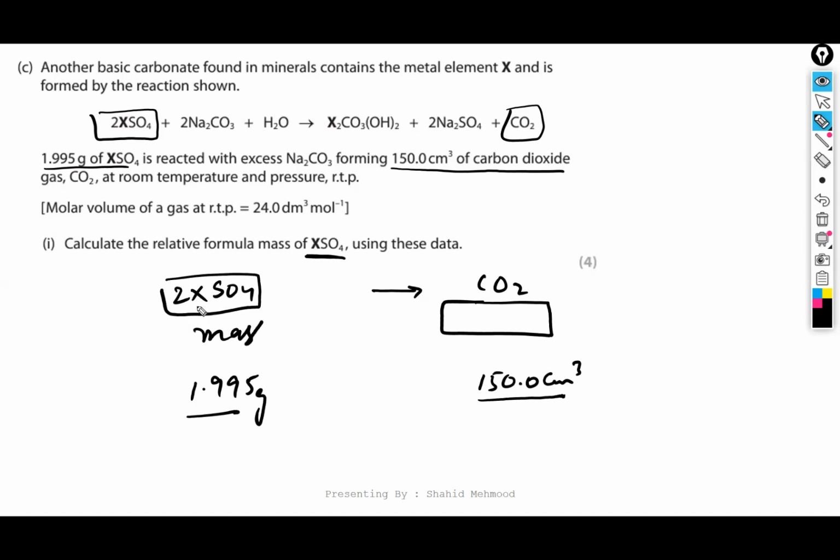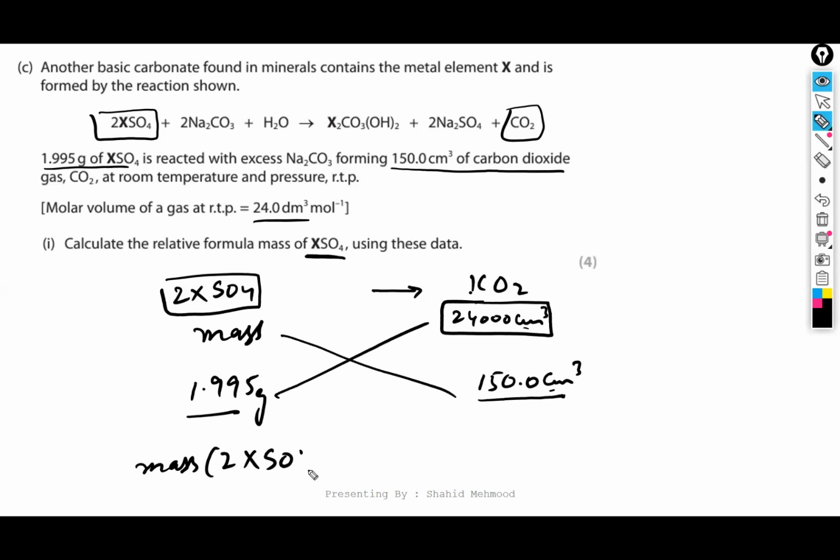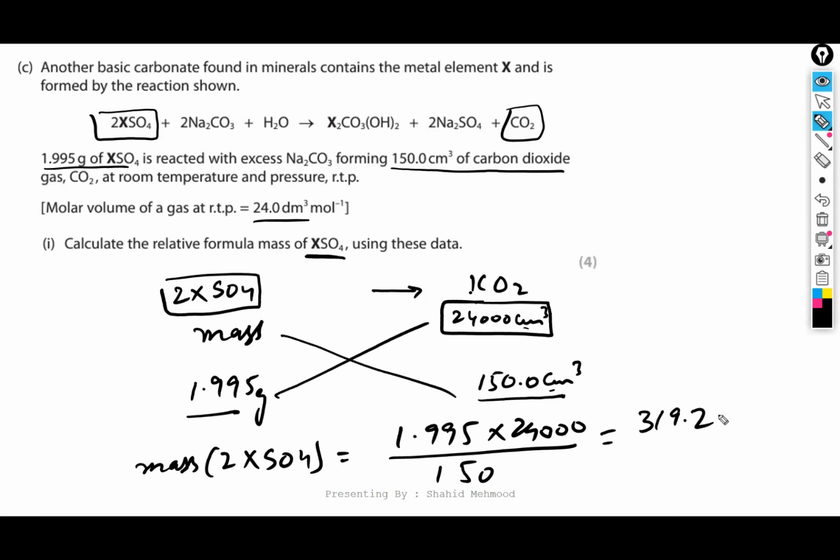Now here we need to calculate the mass of 2XSO4. This is the volume, this is 1 mole. So the 1 mole volume is 24,000 centimeter cube. Although it is given as 24 dm cube, both must be in the same unit, and cross multiply. So mass is 1.995 times 24,000 divided by 150. So it will be equal to 319.2. Now this is the mass of 2 moles of XSO4. So to find it for only XSO4, we divide this by 2 and you will get 159.6 gram per mole. This is the shortcut way.